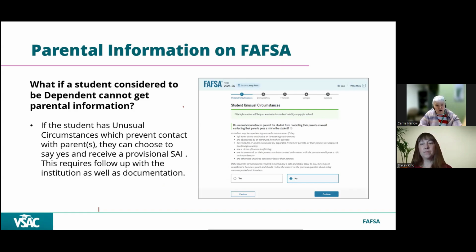So a parent's incarcerated, or the parent is unavailable because the student is a refugee and the parent's out of the country, they can actually choose to say yes to this question. They'll receive a provisional SAI, which is the student aid index that colleges and the federal government will use to determine aid. And that will require follow-up with the institution of higher education, as well as most likely some documentation.